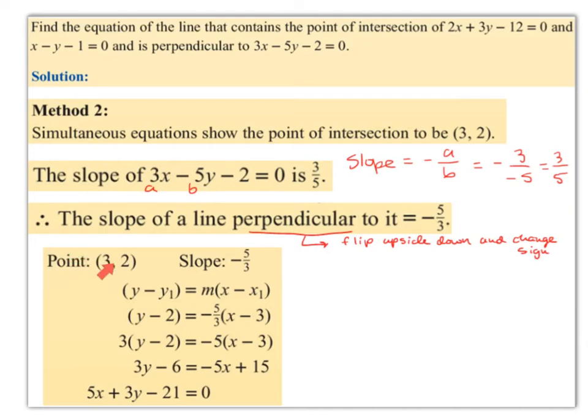So the point is (3, 2), again worked out using simultaneous equations. The slope we know now is -5 over 3. And we sub both of those into the equation of the line: y - y1 = m(x - x1). So we bring down the y and the minus. The y1 is 2. We bring down the equals. The m is -5 over 3. We bring down the bracket and the x, the minus, and x1 we swap for 3.